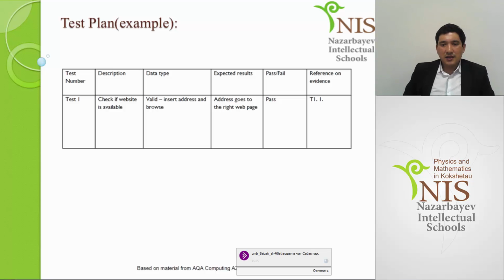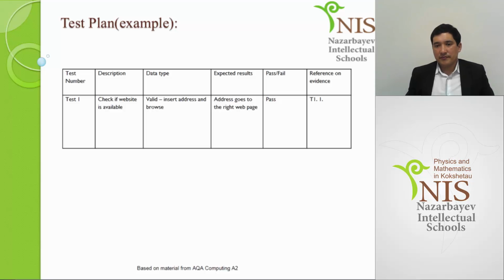Test number 1, check if website is available. Okay, data type valid. Insert address in browser. You put the name of your website in the browser, and then this works. If this works, then you write expected results in the column called expected results. Address goes to the right web page, and this test is pass. Okay.